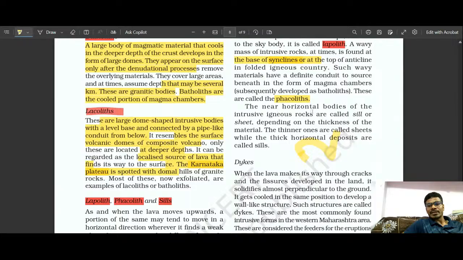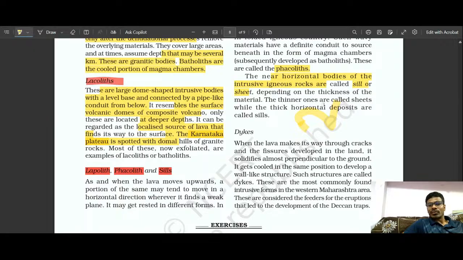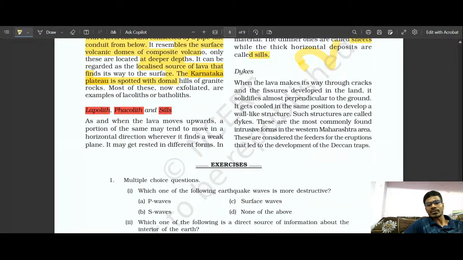The near-horizontal bodies of the intrusive igneous rocks are called sill or sheet. Depending on the thickness of the materials, the thinner ones are called sheet, while the thick horizontal deposits are called sill. So there is a difference: thin and thick. The thick one is the sill, and the thin one is the sheet. The last one we have is the dike.